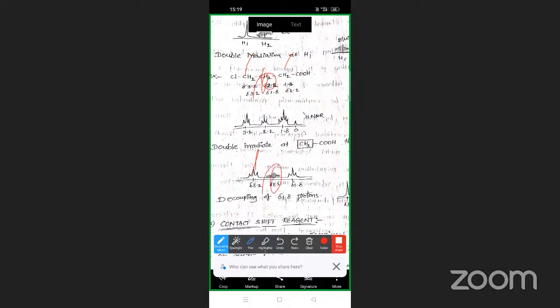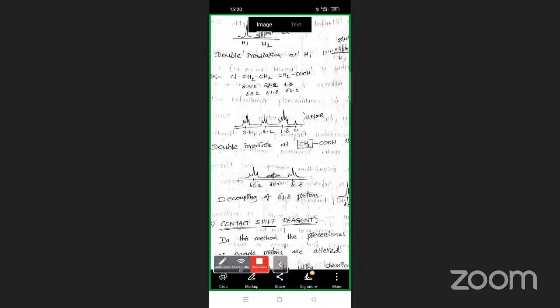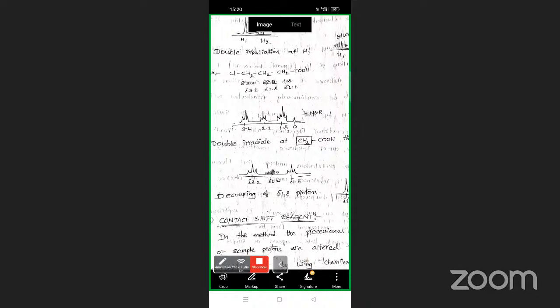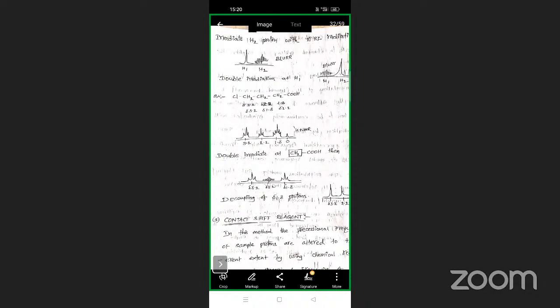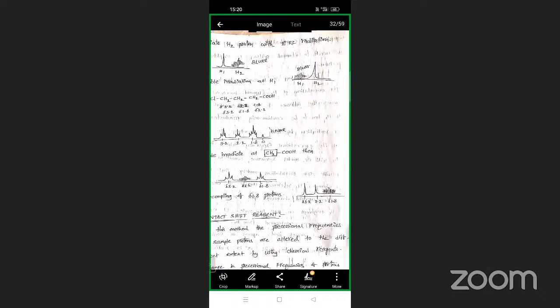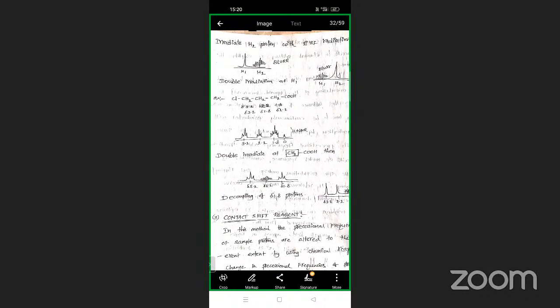Then you can see the clear separation here. Here you can see the separation is less; the gap between the signals is very small. So when you do the double irradiation of this signal, then you can see the clear separation of this one. Like that you can choose any one of the groups to do the double irradiation, and then you can see the improved intensities of those signals. That is double irradiation.